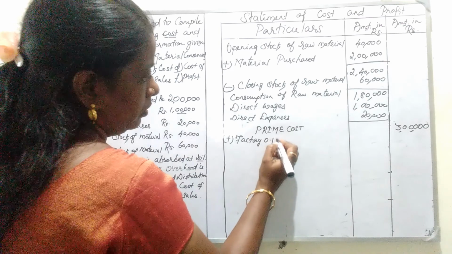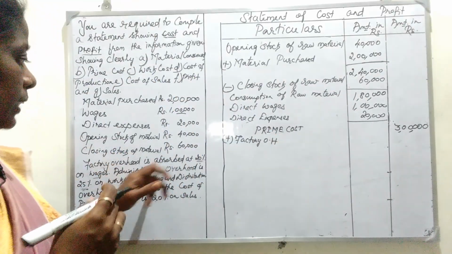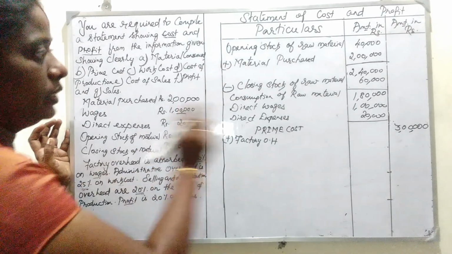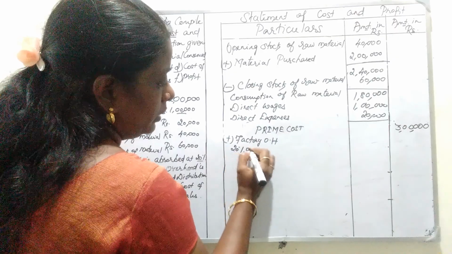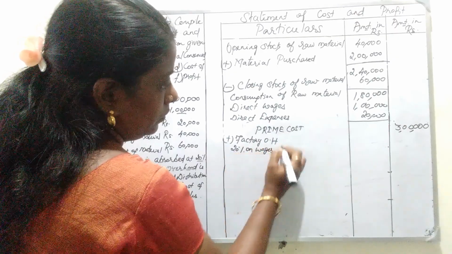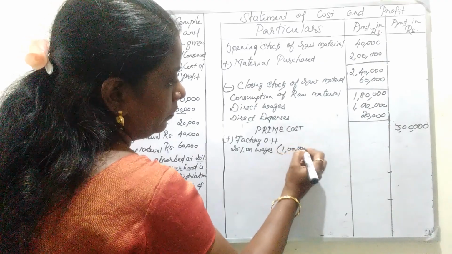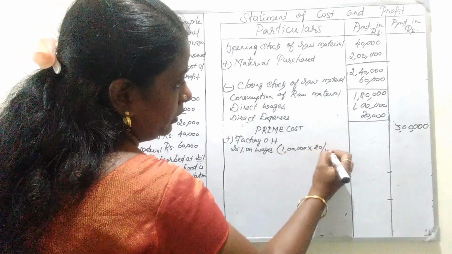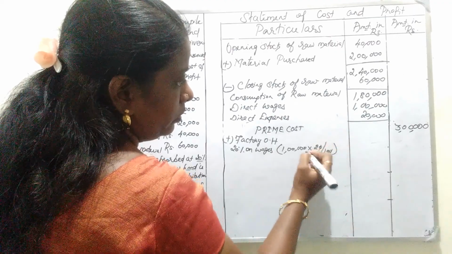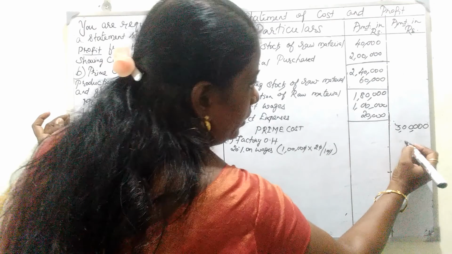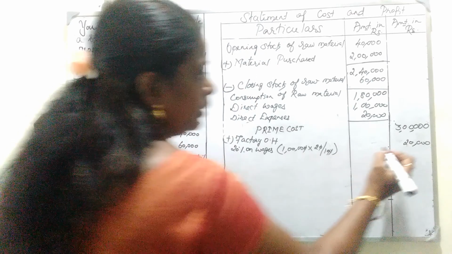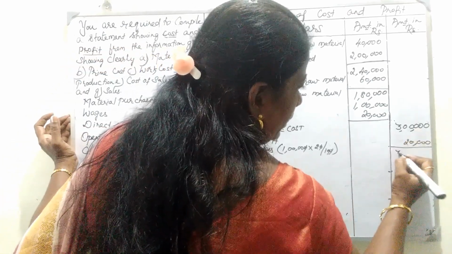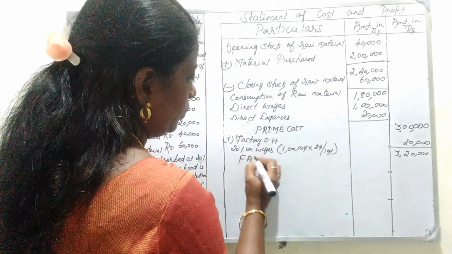Then we have to add the factory overhead. The factory overhead is absorbed at 20% on wages. So the wages value is 1 lakh, 20% on wages. Wages value is 1 lakh and on the wages 20%. Therefore, it is 20,000. Factory overhead is 20,000. So if we add this, that is 3,20,000. That is factory cost.